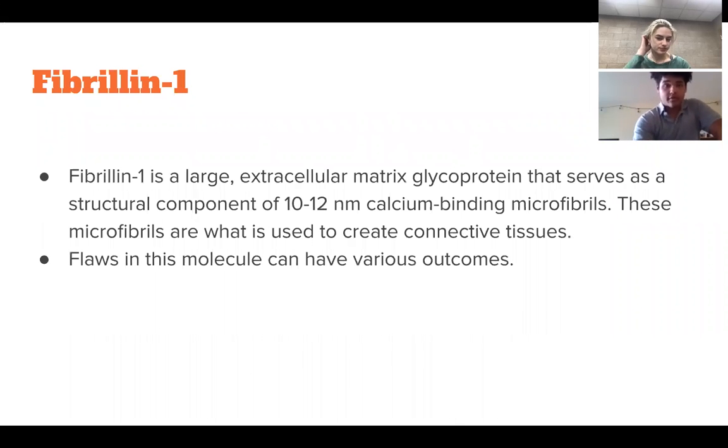So fibrillin-1 is a large extracellular matrix glycoprotein that serves as a structural component of 10 to 12 nm calcium binding microfibrils. These microfibrils are what is used to create connective tissues. And then flaws in this molecule can have various outcomes, which we will outline in the following slides.